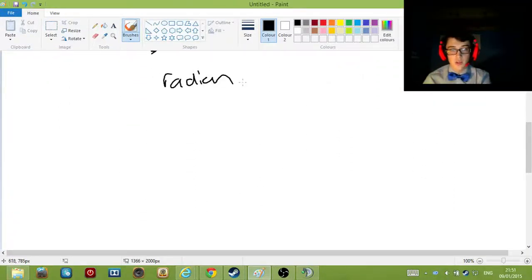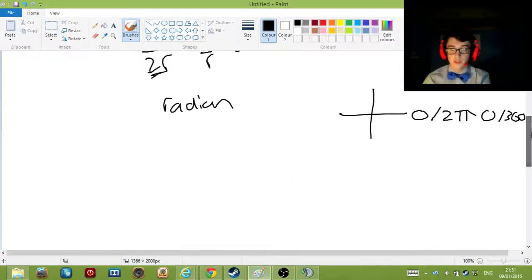So if you don't know what a radian is, you have this graph here, and you have 0 or 2 pi, and this is 0 or 360 degrees. It's 360 degrees. Here you have 90 degrees, and we call this pi over 2. You have 180 degrees here, and we call this pi. And then we have 3 pi over 2 here, which we call 270 degrees.